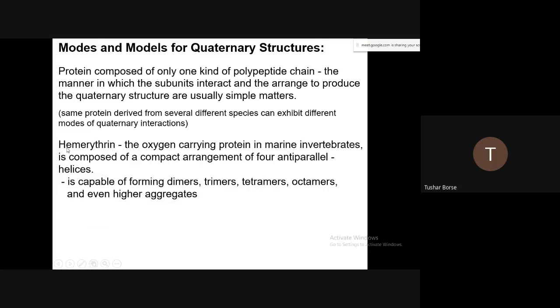So one example which I have brought here is hemerythrin. Hemerythrin is an oxygen carrying protein in marine invertebrates. Okay, and it has a very compact arrangement of four antiparallel helices forming a subunit. So like this hemerythrin, it can exist in different mers in different organisms, but still it can carry out its function. So for that obvious reason, I have put this as an example here. It can form dimers, trimers, tetramers, octamers, or even higher types of aggregates which are found for this hemerythrin.